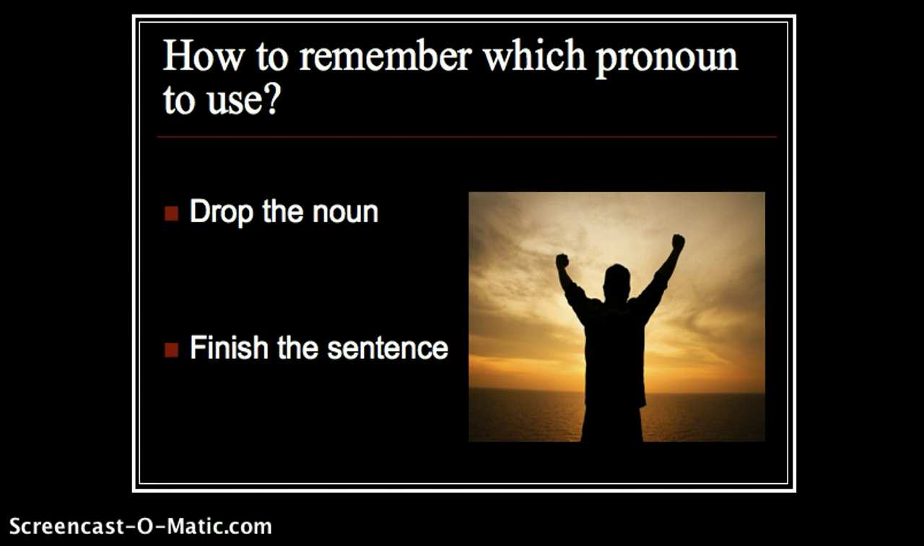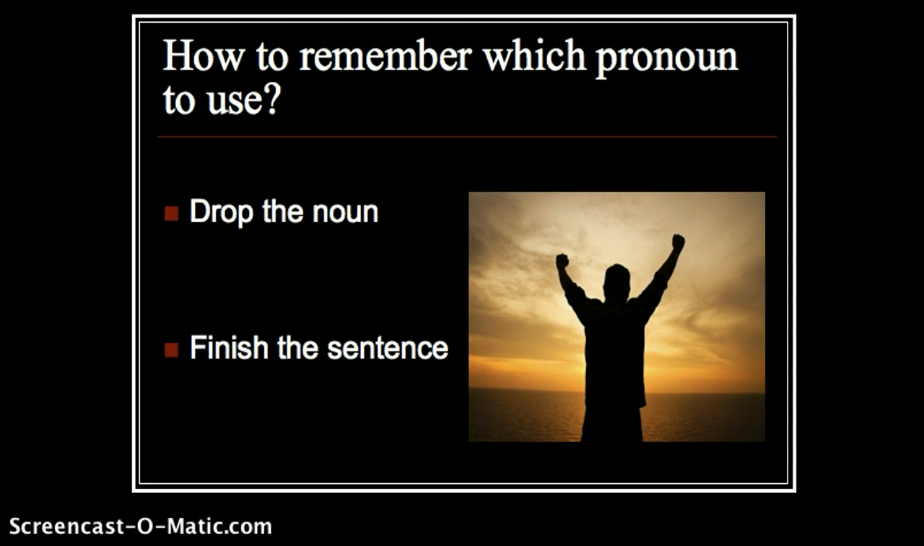To review, if you're unsure as to which pronoun to use in a sentence, there are 2 strategies to remember. One is to take out the noun and look at the sentence and read it out loud, without the noun. For example, he gave the pencils to Contreras and I. Take Contreras out of the sentence and say, he gave the pencils to I. Does that sound right? No. It should say, he gave the pencils to Contreras and me.